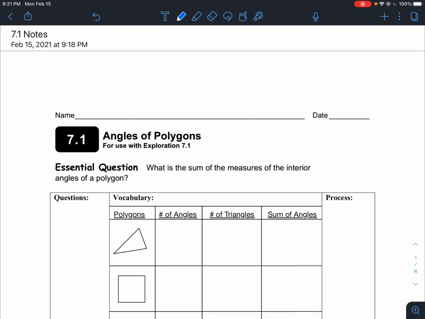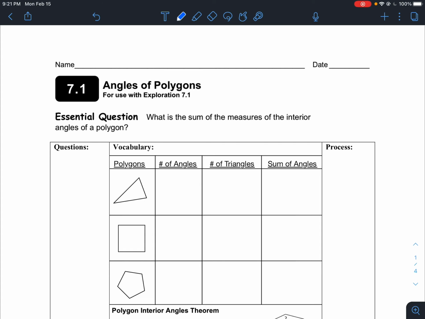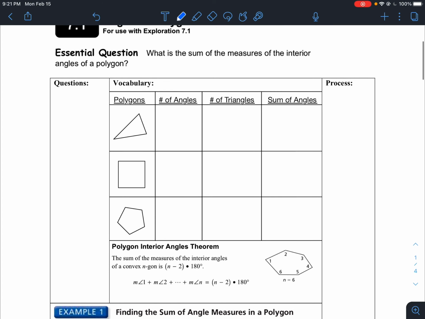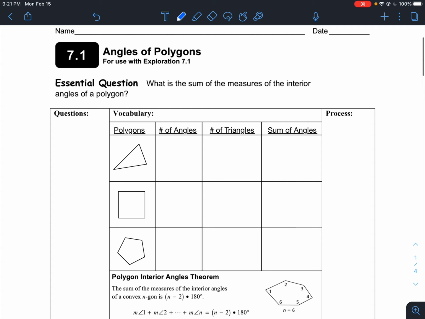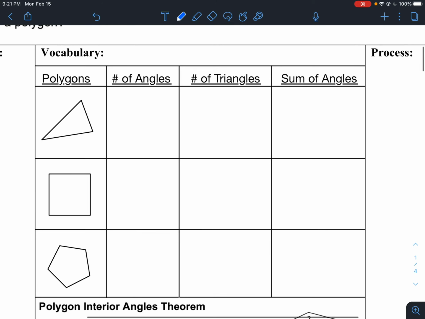So let's talk about the sum of the measures of the interior angles of a polygon. A polygon is basically an enclosed shape with multiple sides. A polygon could be a square, or a pentagon, so on and so forth, with n amount of sides. So n could be anything. Let's talk about how we can find the sum of the measures of any polygon. First of all, let's analyze what we've learned so far.